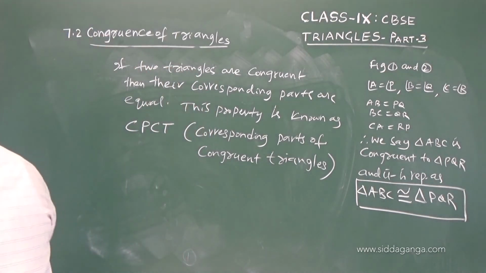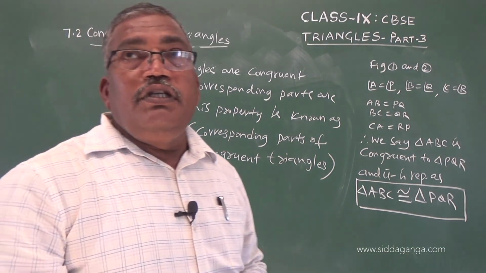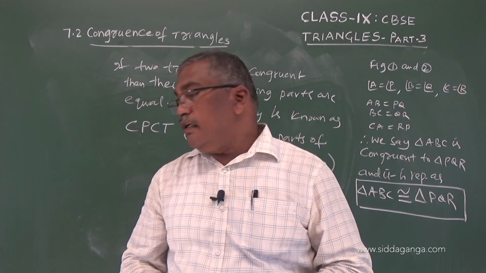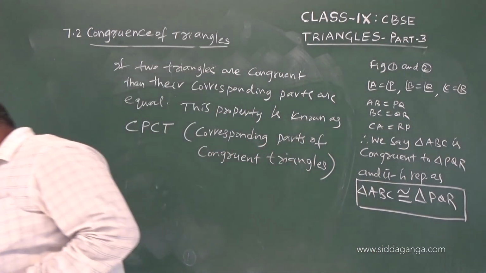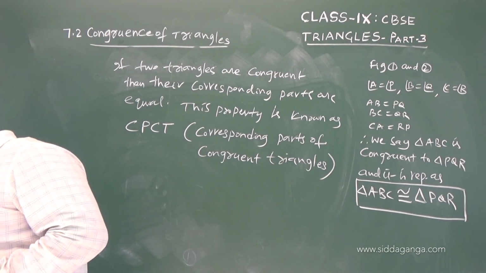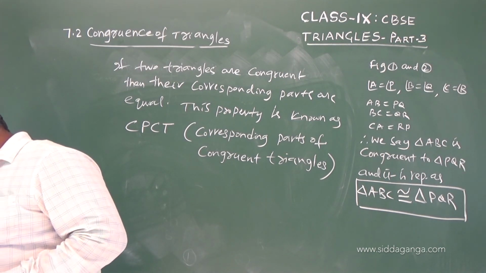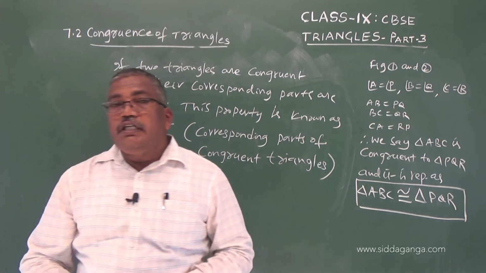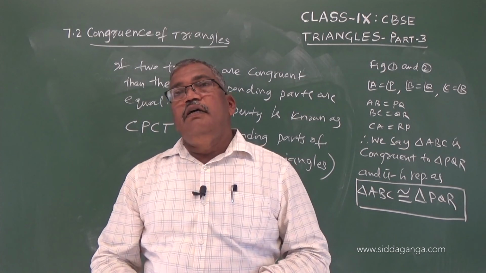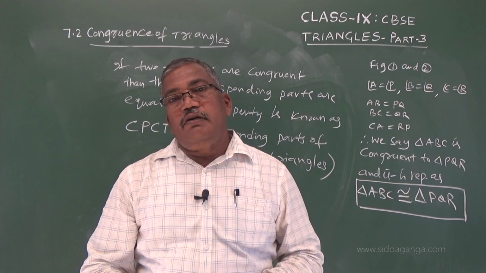So now, with this I will stop this class. In the next class I will take up some of the worked examples. But before that, criteria for congruent triangles. I will have to take up the next topic, that is criteria for congruence of two triangles. I will cover that topic in the next class.